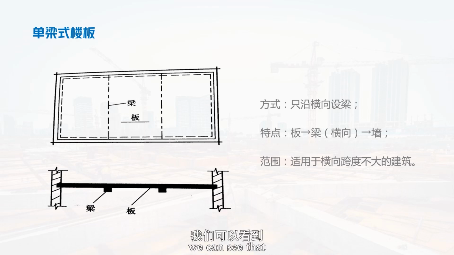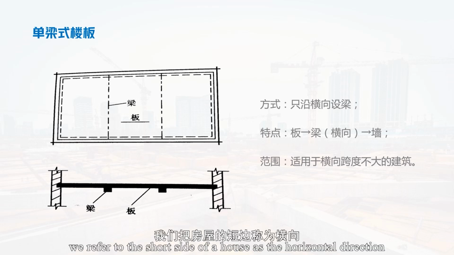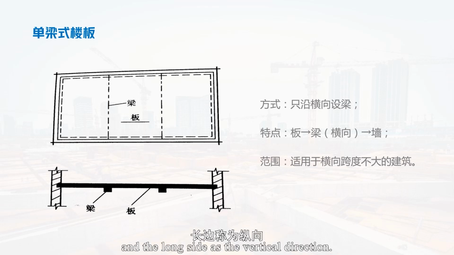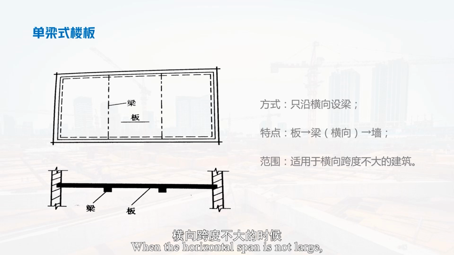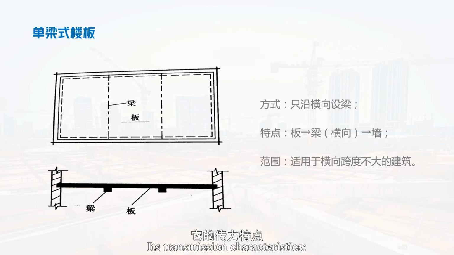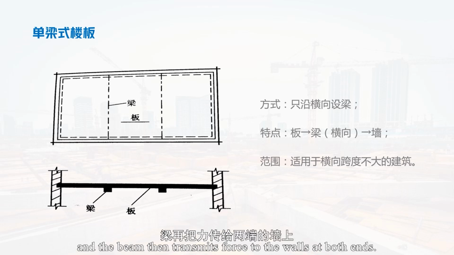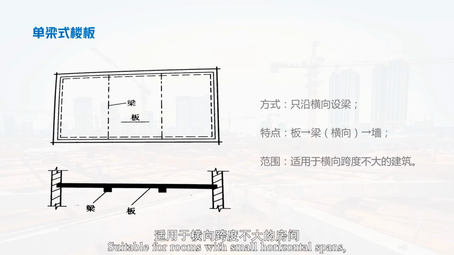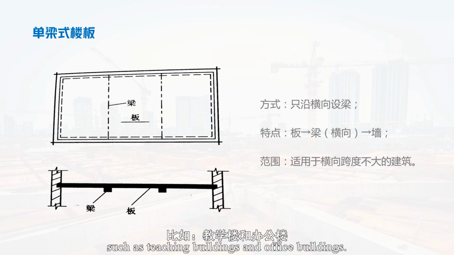From the figure, we can see that, in general, we refer to the short side of a house as the horizontal direction, and the long side as the vertical direction. When the horizontal span is not large, we arrange the beams along the horizontal direction. Its transmission characteristics: the plate transmits force to the beam, and the beam then transmits force to the walls at both ends, suitable for rooms with small horizontal spans, such as teaching buildings and office buildings.